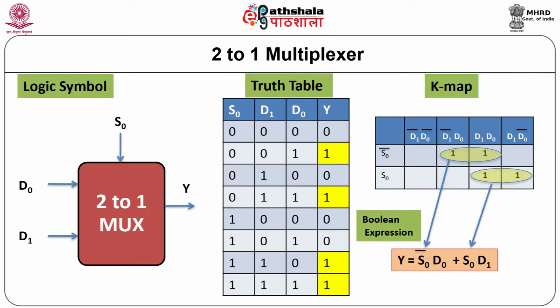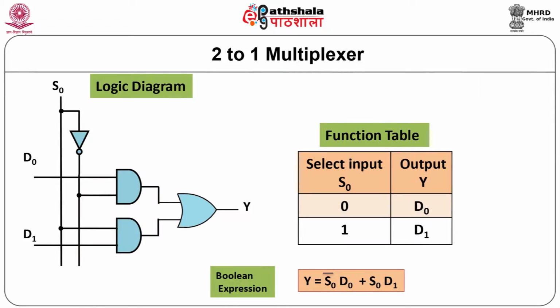Similarly, in the second group, D0 gets eliminated as it is changing in the pair. Therefore, we get S0 and D1 as the second term in the Boolean expression. The final Boolean expression is the sum of 2 product terms as shown here. This indicates that either D0 or D1 will appear at the output, decided by the value of S0.